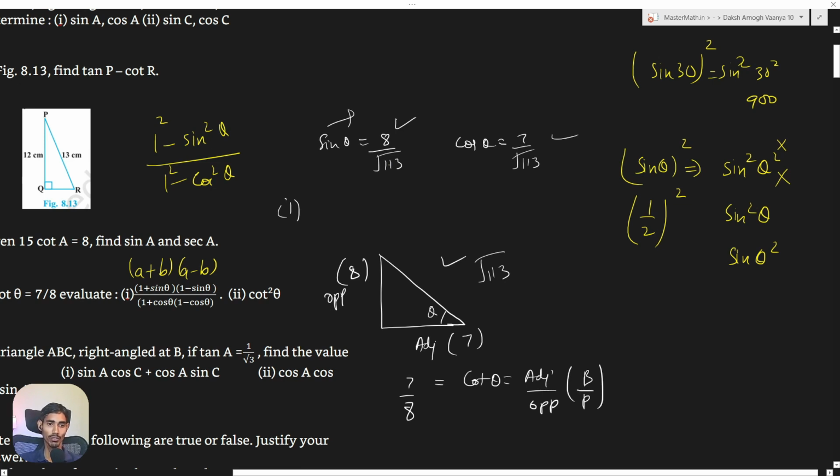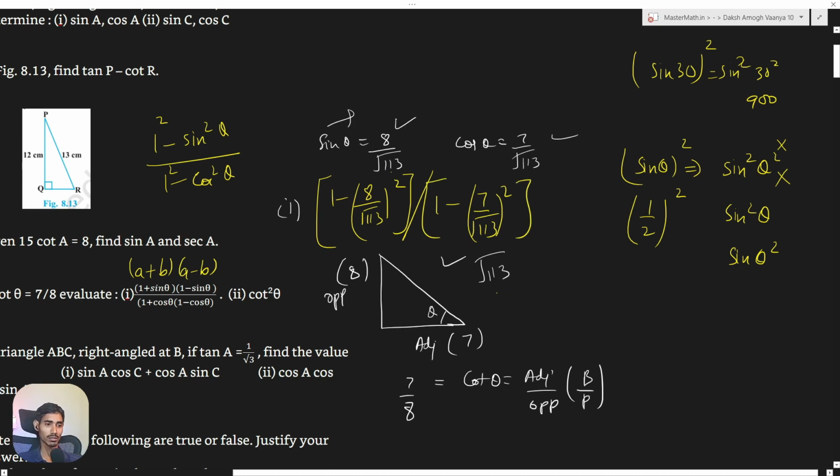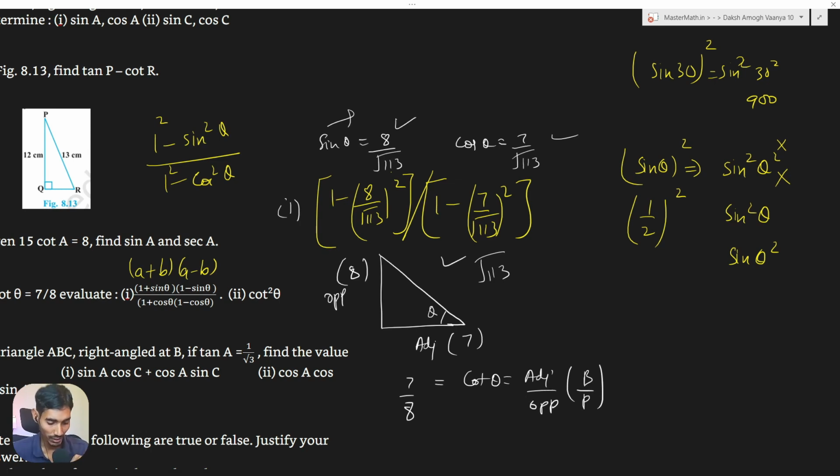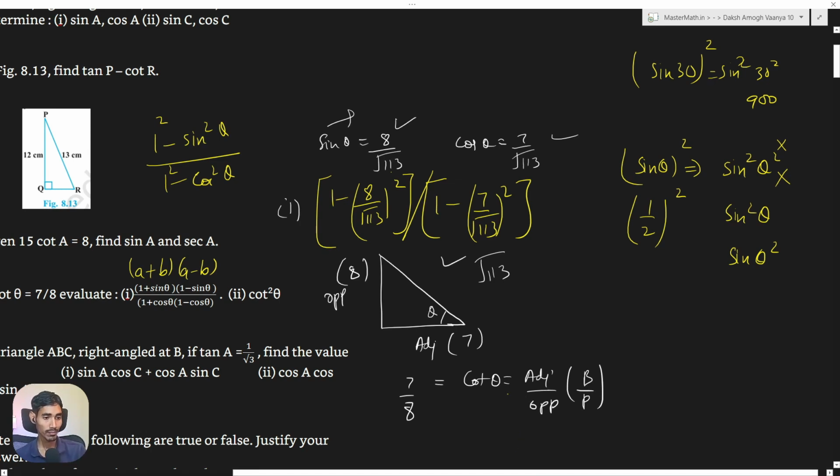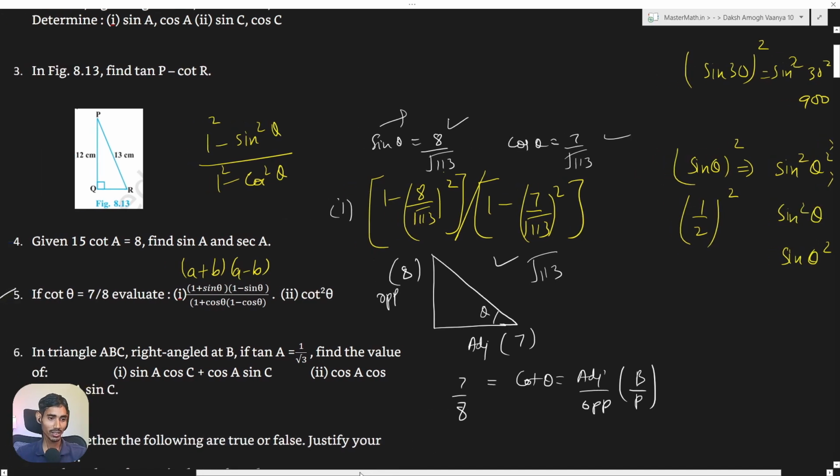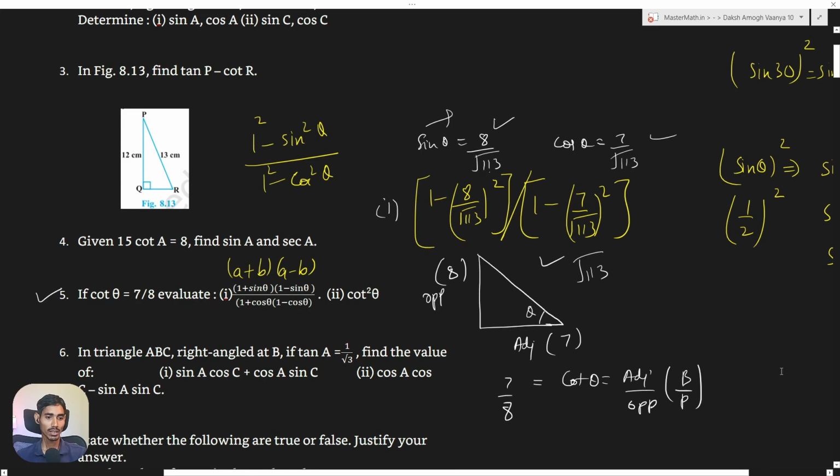So now, whatever value you got, you can substitute 1 minus 8 by root 113 whole square divided by 1 minus 7 by root 113 whole square. Get it quickly, solve it. I'll wait for this question. It's a basic question you should be able to do. And if you're not getting LCM and all, you just ask. Stop me and don't drag it to future classes. Just ask me right now. And for the others, you may try the sixth question.